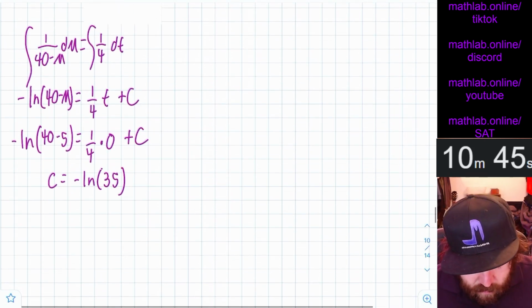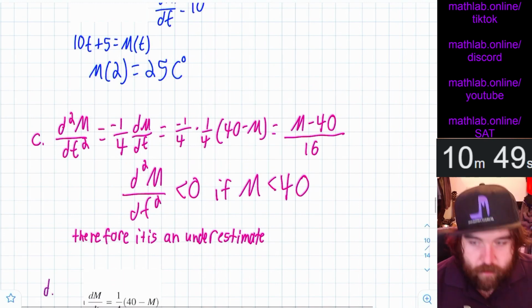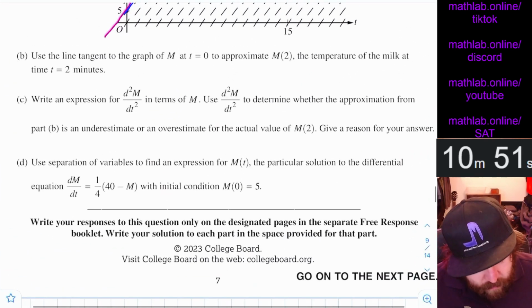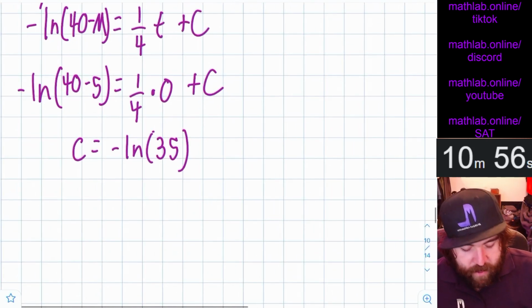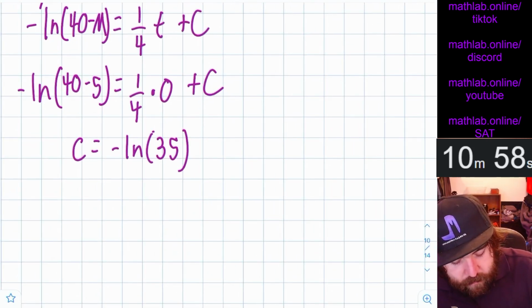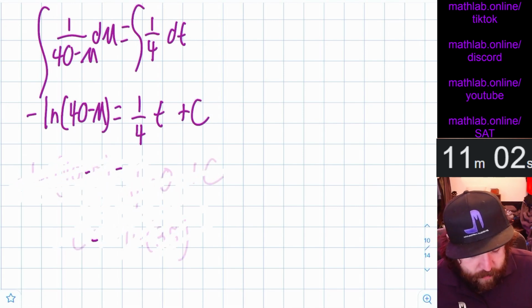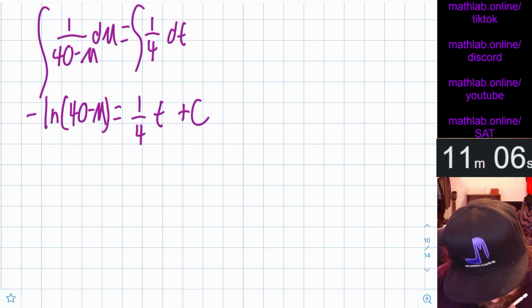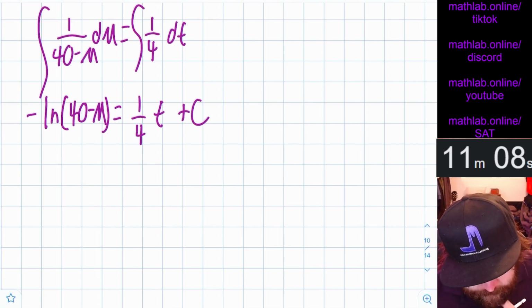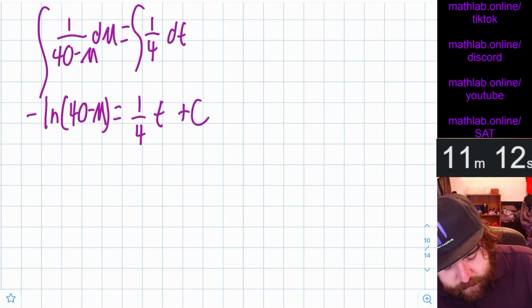Okay. Oh, because they probably want us to do like some other weird e stuff and just get like a 35. How do they want us to write the answer? Find an expression for m of t. That's right. So we actually don't want to do this yet. We want to get m by itself first in an ideal world. So that's fine. Let's move the negative just to the other side.